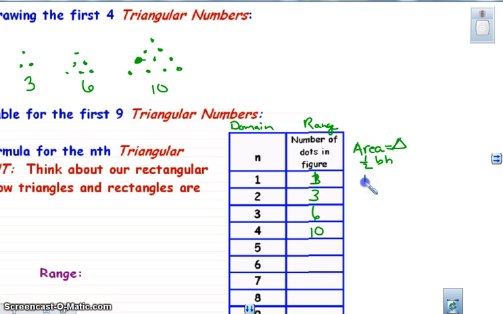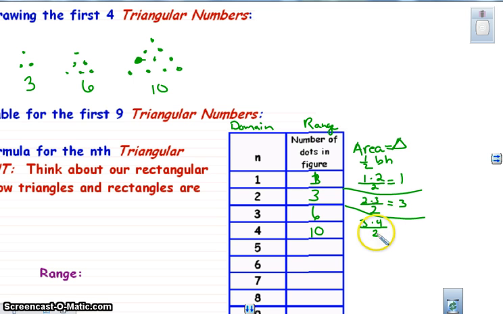Here, if we are going with 1 times 2, and we divide it by 2, the 2's cancel, we're left with 1, which is our first one. If we take a look at the next one down, notice it's 2 times 3 dots. 2 times 3 divided by 2 gives us an area of 3. If we look at the next one down, we're going with 3 times 4.